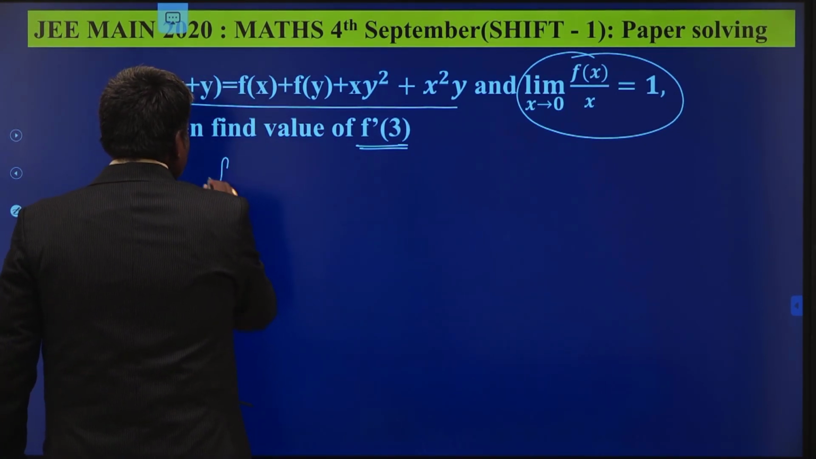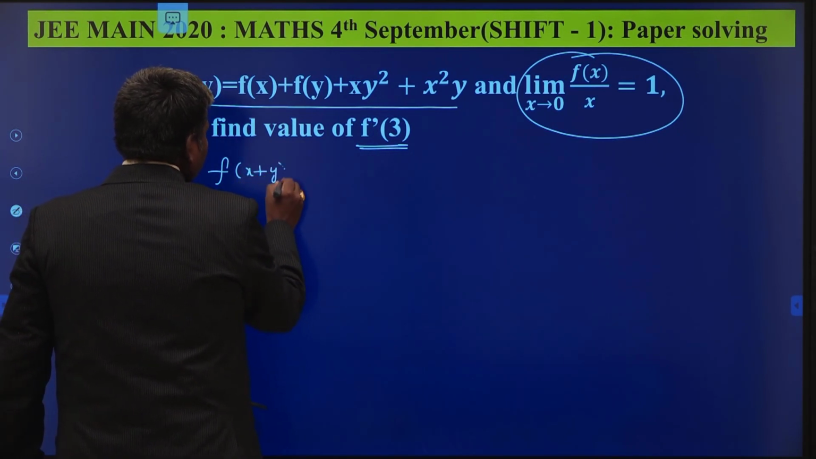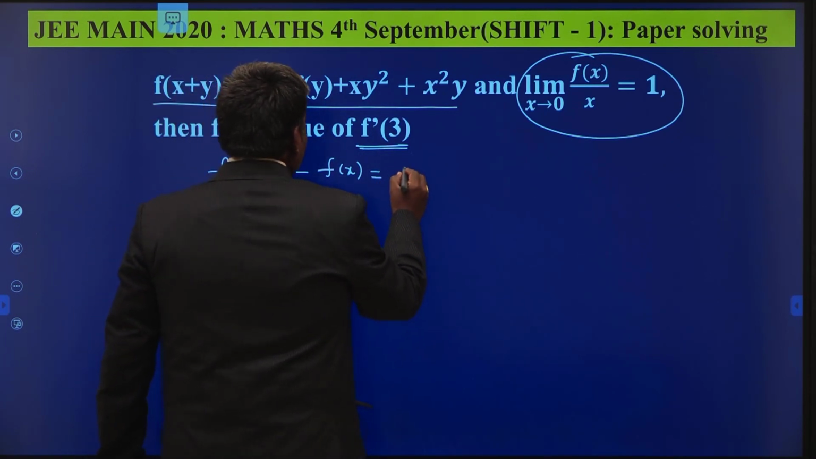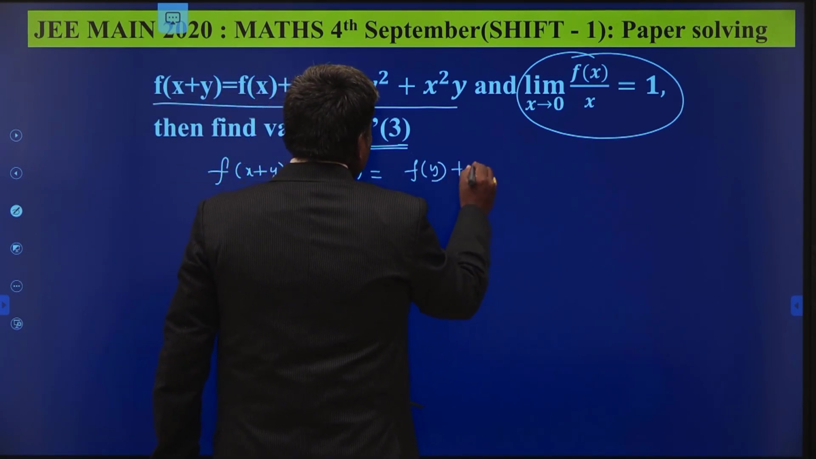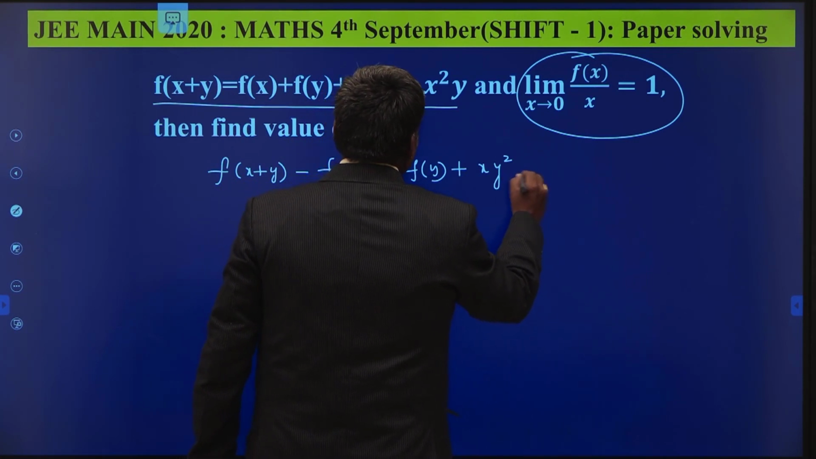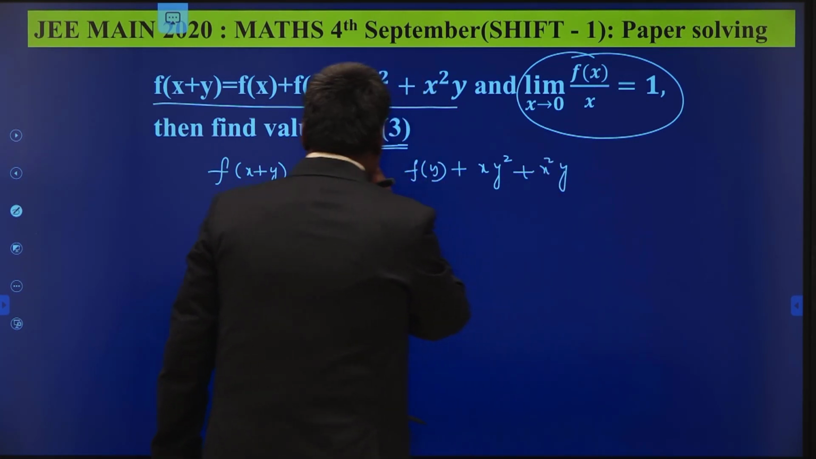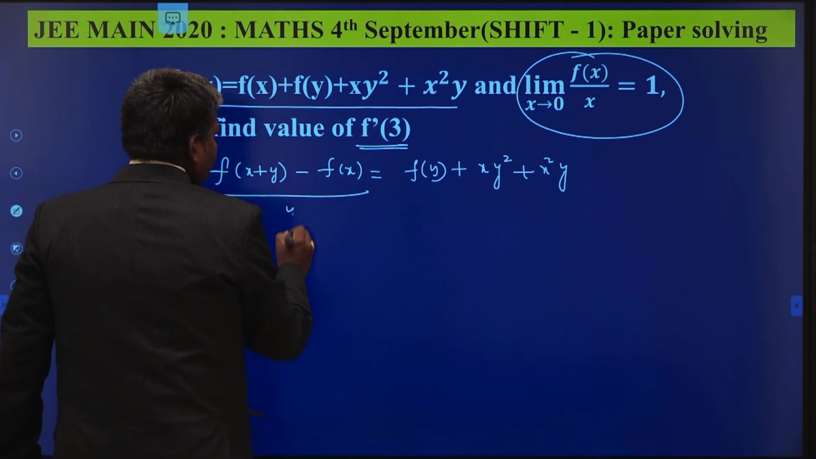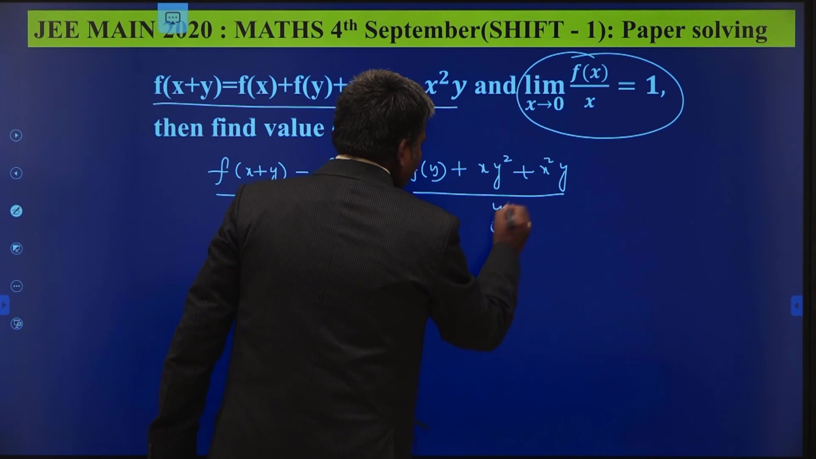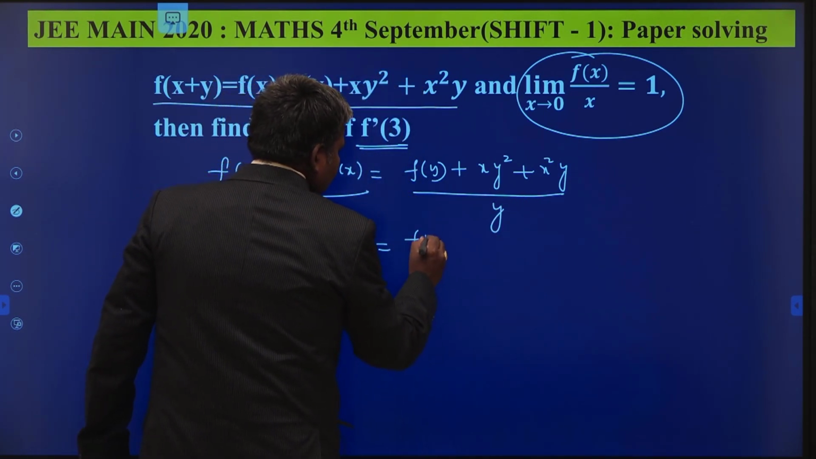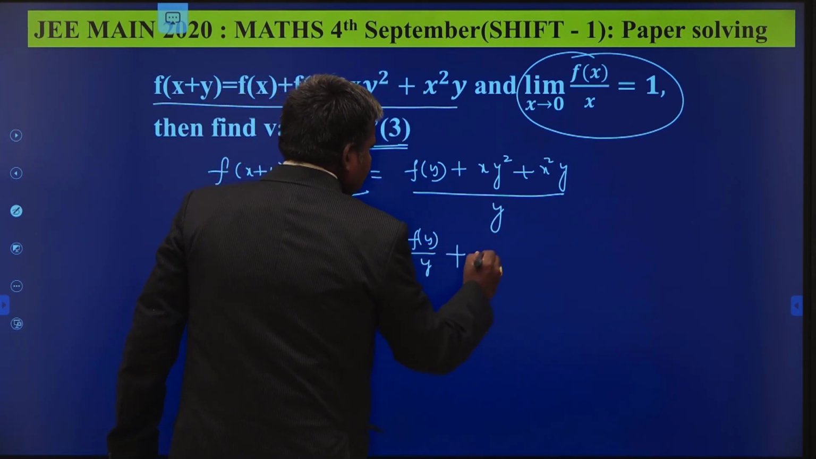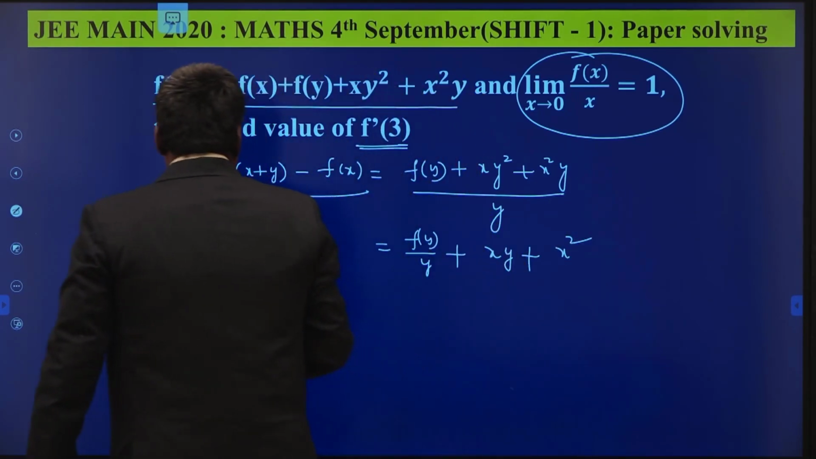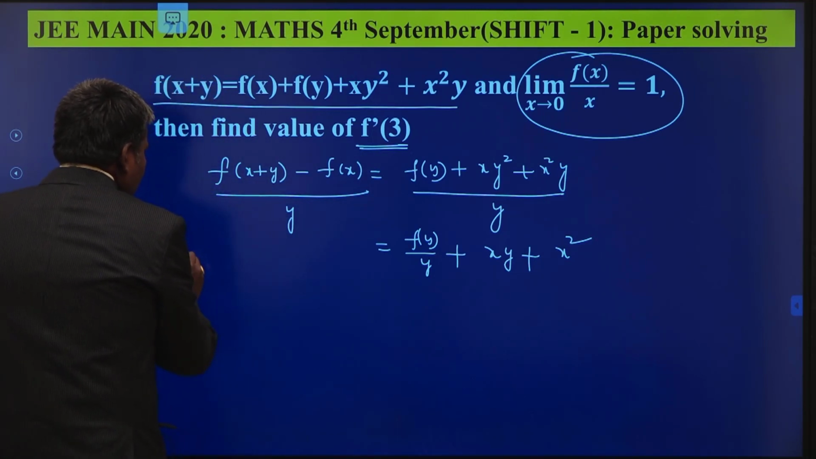So this can be written as f(x + y) − f(x) = f(y) + xy² + x²y. To get the definition, I am dividing on both sides by y. This is nothing but f(y)/y + xy + x². I am taking limit y tends to 0 on both sides.